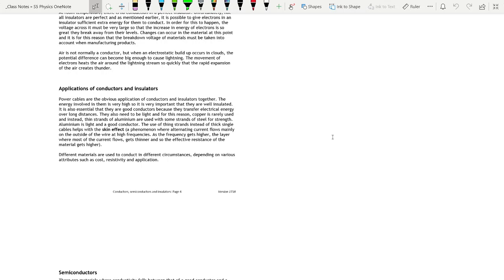They also need to be light, and for this reason copper is rarely used, and instead thin strands of aluminium are used with some strands of steel for strength. Aluminium is light and a good conductor, and the use of thin strands instead of thick single cables helps with the skin effect. You don't really need to know about the skin effect, but basically as the frequency gets higher, the layer where most of the current flows gets thinner, so the effective resistance of the material gets higher, and you don't really want that to happen. But don't worry about that too much. That's not really higher physics.